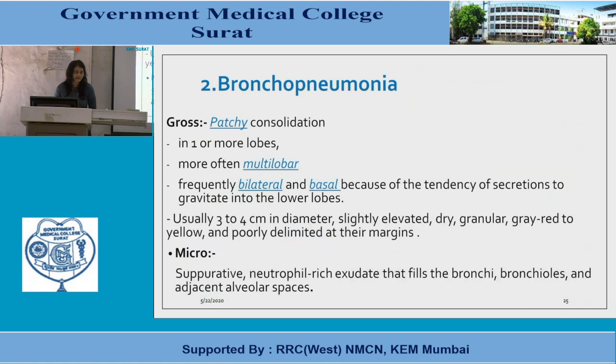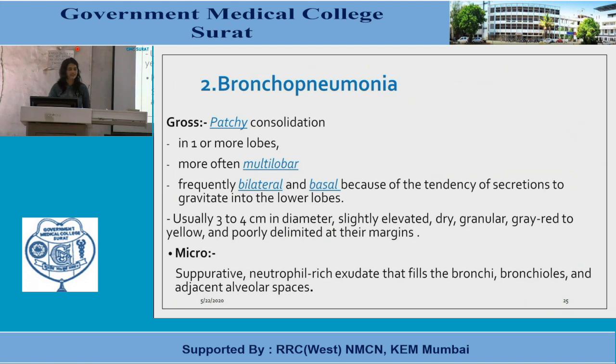The second category is bronchopneumonia. As already explained, it has a patchy consolidation, involves more than one lobe and is often multilobar. It is usually bilateral and basal because of the tendency of secretions to go into the lower lobes. The patches are usually 3 to 4 cm in diameter, slightly elevated, dry, granular, grey, red to yellow, and poorly delimited at their margins.